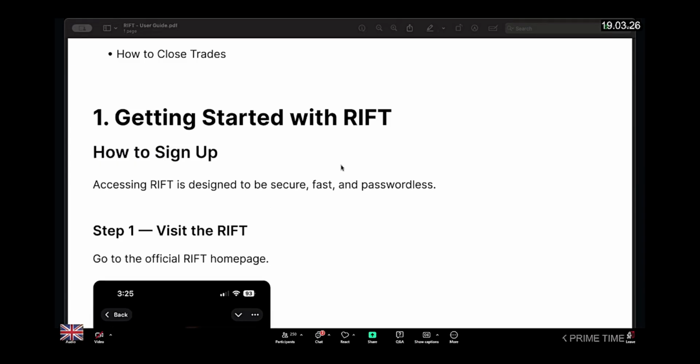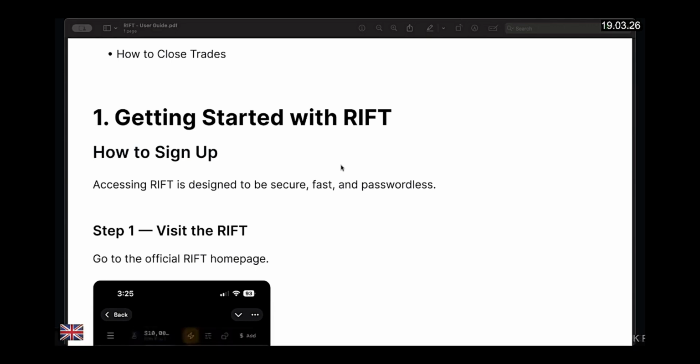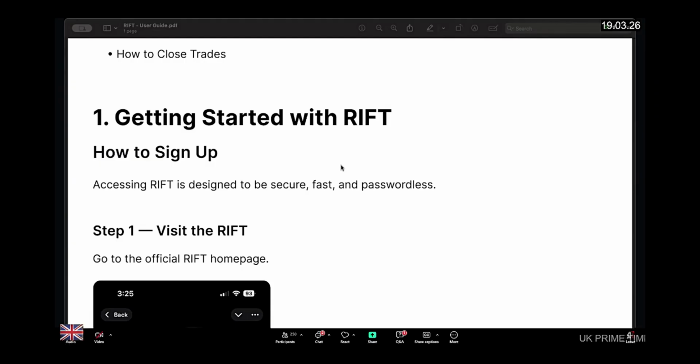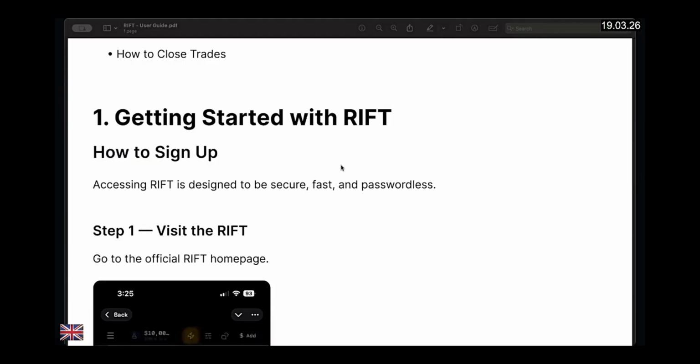It's a super simple app that requires no KYC, no account creation, no authentication, and does not require any money or funds to join, even now, even later. The access to Rift will always be absolutely free of cost. There will be no entry cost to Rift.